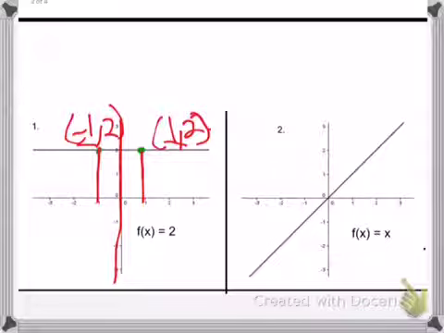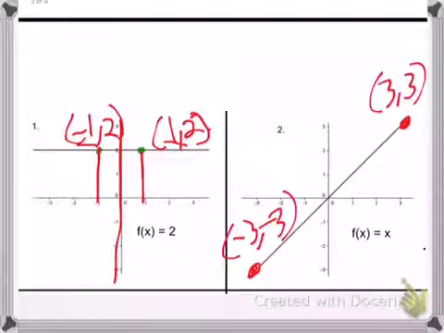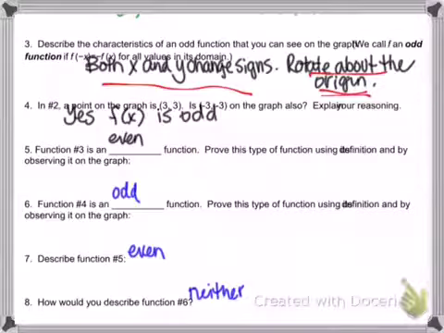Alright. Right here we have 3, 3, and -3, 3, 3, 3, -3, -3. Both the x and the y values are opposite signs. So 3, -3, 3, and -3. So yes, it is an odd function because the sign of both the x and the y values are opposite.